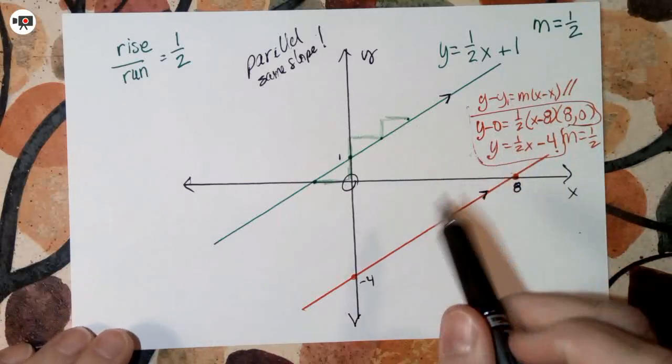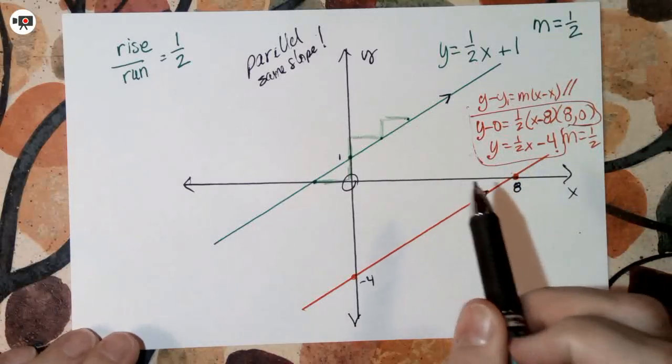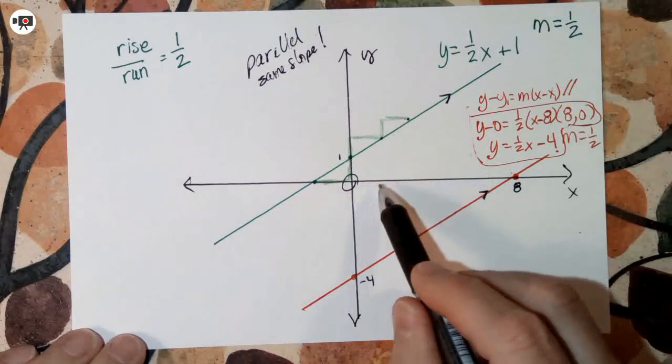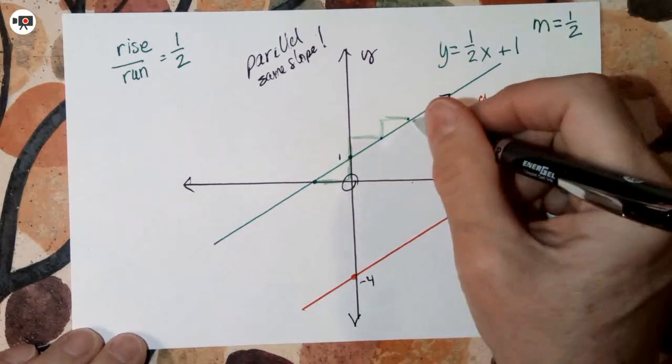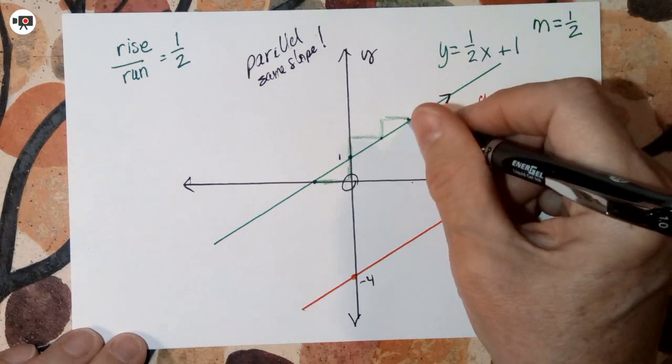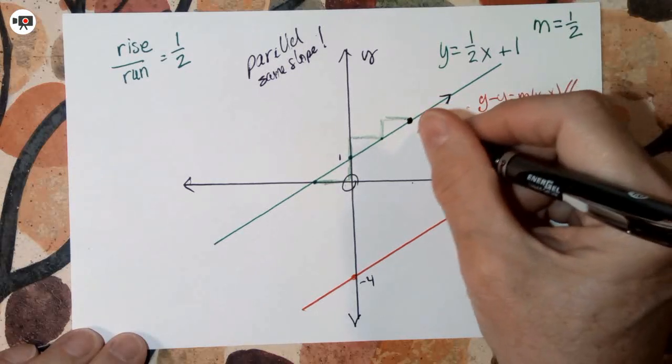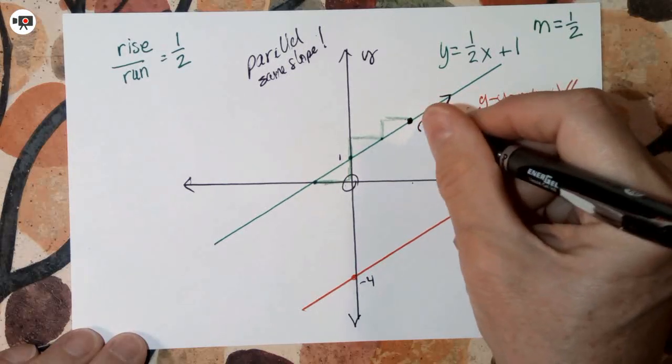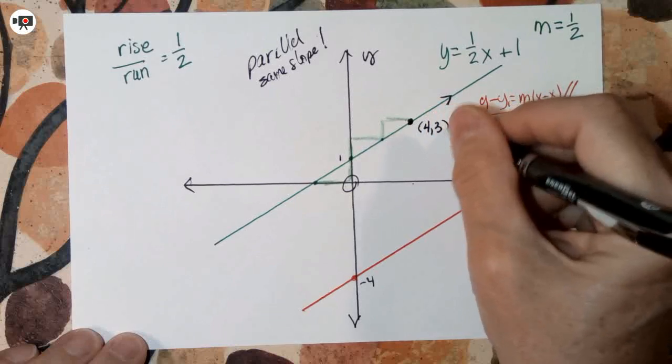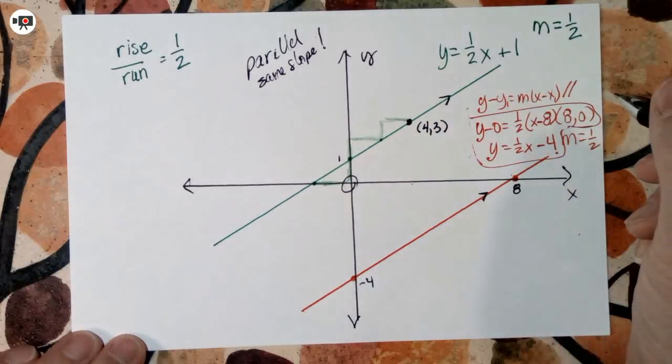4, 3. This one just happens to be on the line. Okay, so 2, 4, 3. That's where I want it to meet it. I want it to meet the line at 4, 3. And I want to know what the equation of that line would be.